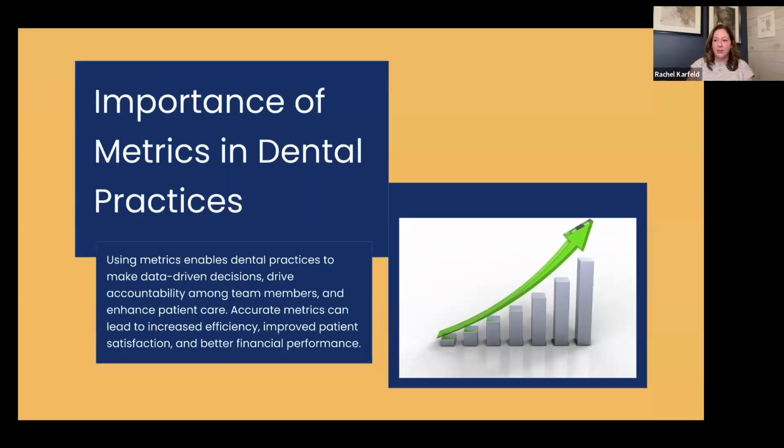So when we look at the importance of metrics in a dental practice, a metric enables a dental practice to make those data-driven decisions. It's creating more accountability. It's enhancing patient care. I mean, at the end of the day, this is what somebody like me as a dental consultant cares about: what is the outcome for the patient? How is the patient reacting to what you're telling them? How is the team actually engaging with those patients to make sure they're getting the best possible care that they need, or else they wouldn't be going to you? So if we have accurate metrics, that can lead to, again, the increase in efficiency, the improved patient satisfaction, and then looking at creating better financial performance.